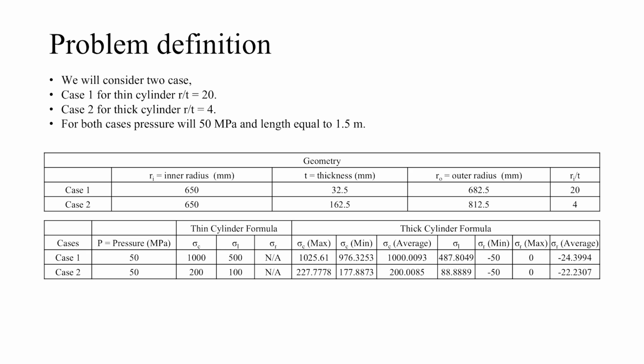Now we will define our problem definition. We will consider two cases, and we'll simulate both cases in Ansys Workbench. Case 1 involves a thin cylinder with an inner radius to thickness ratio equal to 20. Case 2 is a thick cylinder with an inner radius to thickness ratio equal to 4. In both situations, the length will be 1.5 meters, and the pressure will be 50 megapascals. The geometry details and analytical stress calculations are shown in the respective tables.